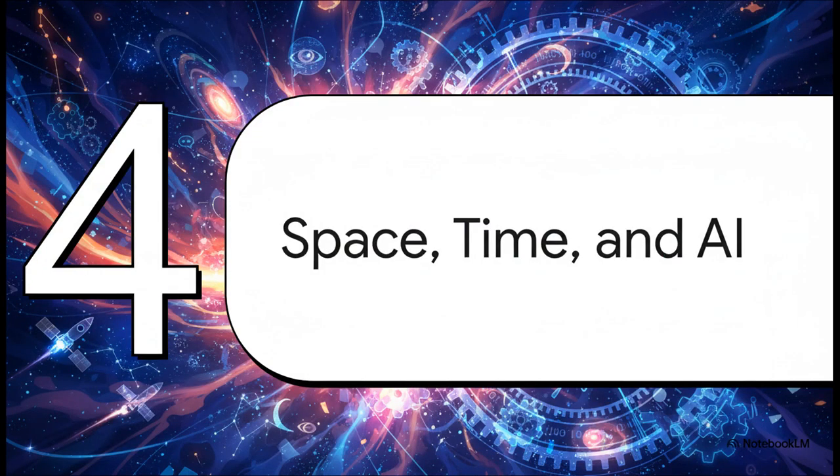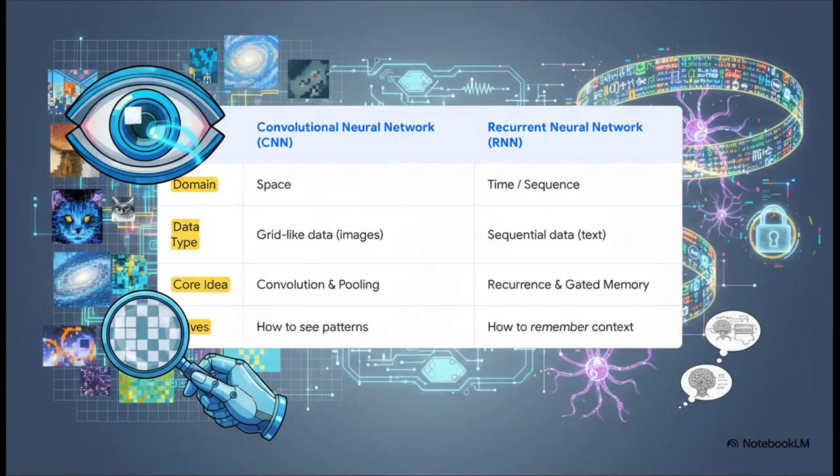So there you have it. We have these two powerhouse architectures, one that conquered the world of space and another that mastered the dimension of time. Let's just put it all together real quick. On one side, you've got your CNNs. Their domain is space, grid-like data, like images. Their core tricks are convolution and pooling, and they solve the problem of seeing patterns.